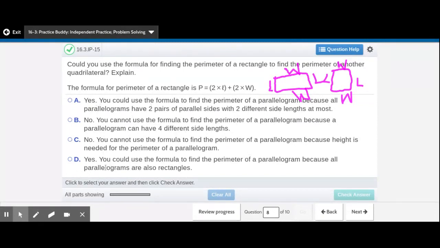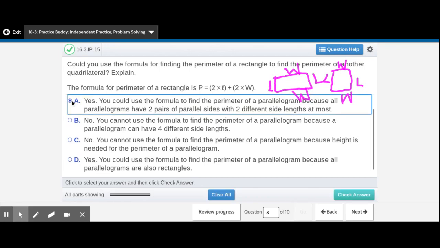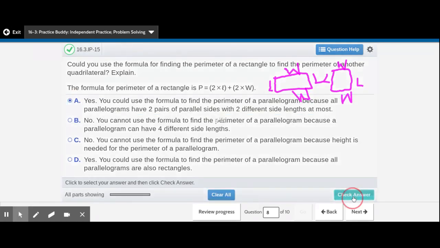Let's look at D. Yes, you could use the formula to find the perimeter of a parallelogram because all parallelograms are also rectangles. That's not true. And that wouldn't even work for this option because they said another quadrilateral, not just parallelograms. So D is not the option because a square is not always going to be a rectangle, and parallelograms are not always rectangles because this parallelogram here is a square and it's not called a rectangle. So the option for us is A. Let's check it. We are correct.